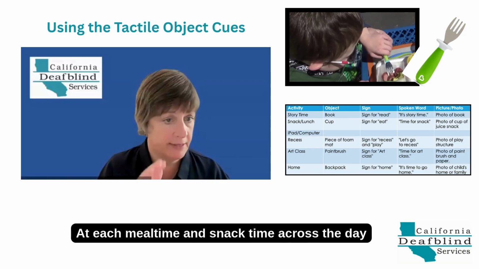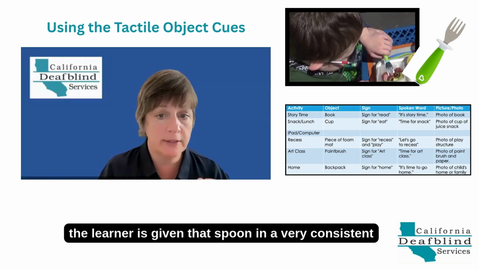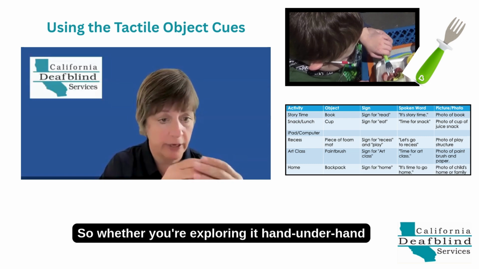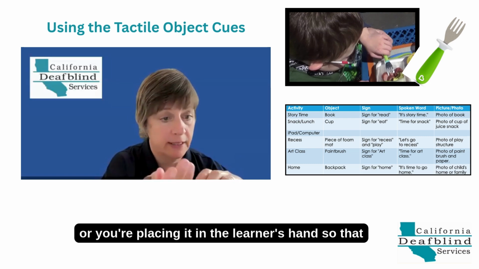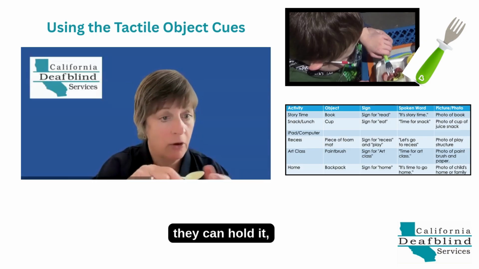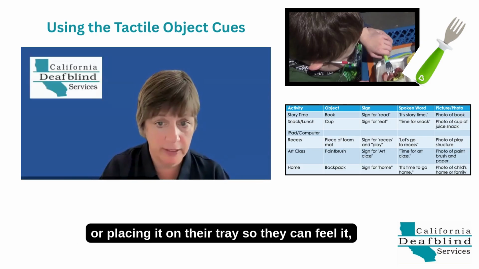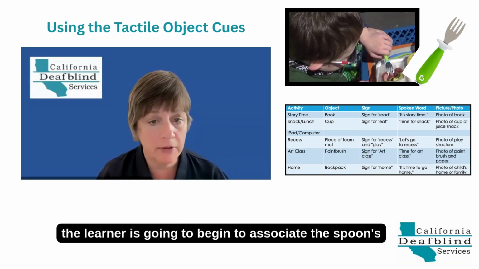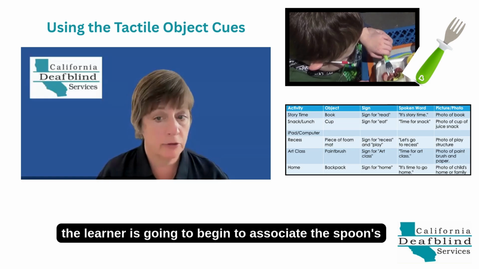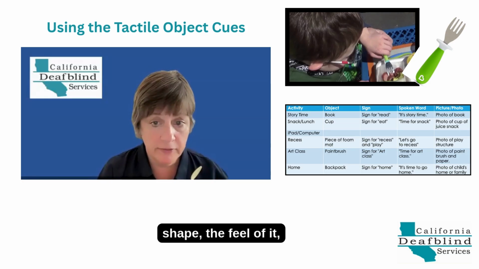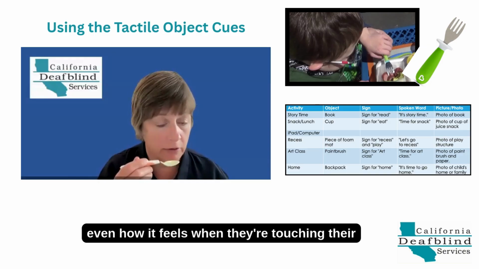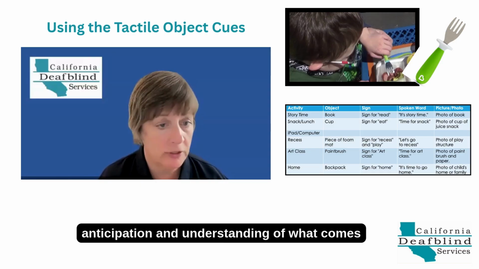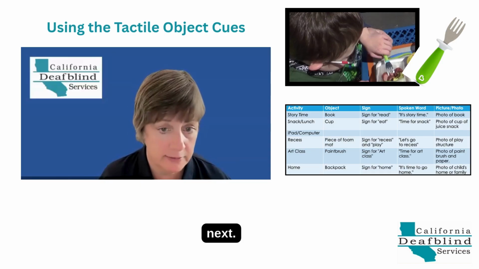At each mealtime and snack time across the day, then, the learner is given that spoon in a very consistent way. So whether you're exploring it hand under hand together, or you're placing it in the learner's hand so that they can hold it, or placing it on their tray so they can feel it, that's the signal that this routine is starting. And over time, the learner is going to begin to associate the spoon's shape, the feel of it, even how it feels when they're touching their lips or they're being fed. And that's going to start to build anticipation and understanding of what comes next.